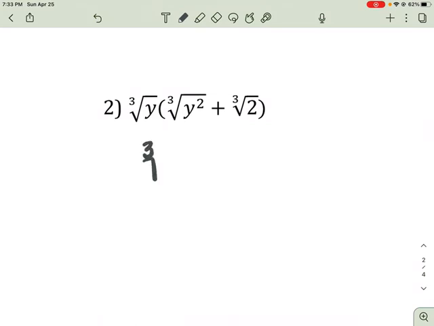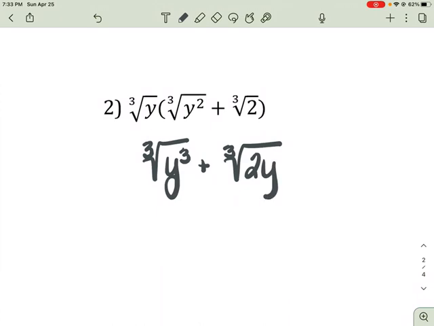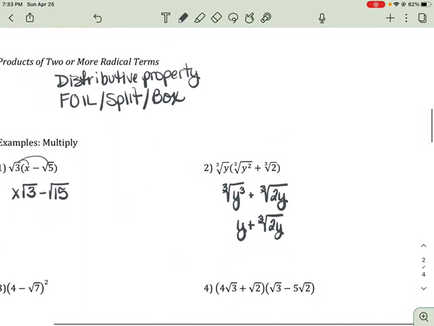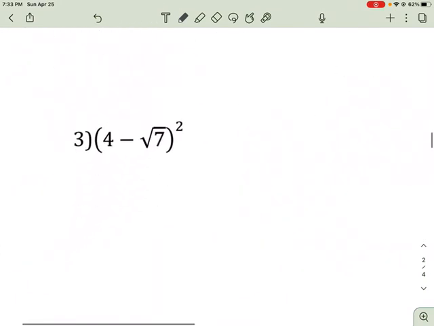Okay, so here they're all cube roots. So cube root of y times the cube root of y squared is the cube root of y to the third, plus cube root of 2y. Now, whenever possible, we're going to want to simplify. So if you notice, the cube root of y cubed is just y, plus cube root of 2y. Here we go.